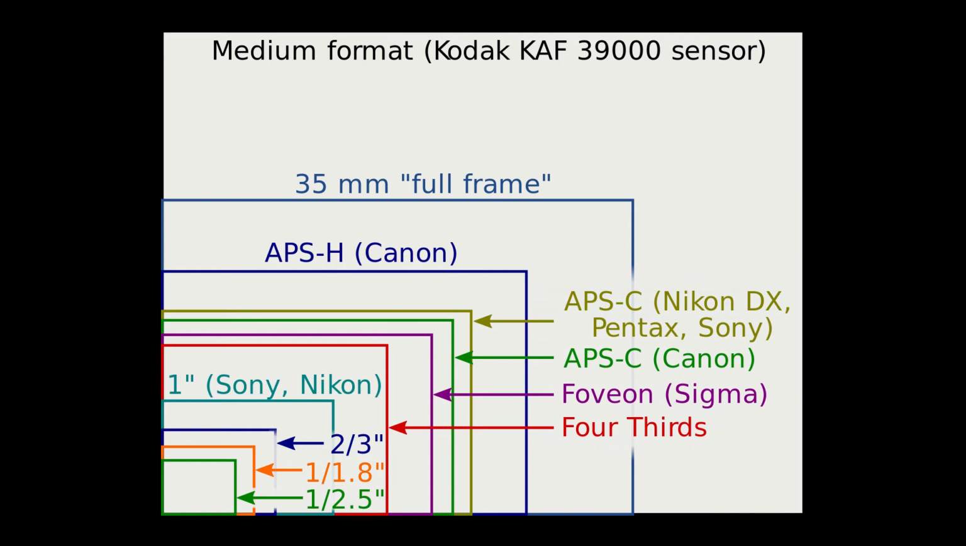Then at last we have 1/1.7 inch and 1/2.3 inch sensors, which are very small in size and are used only in budget cameras, and they don't usually produce high quality images because of less dynamic range and more noise. So these were the sensors for digital cameras.